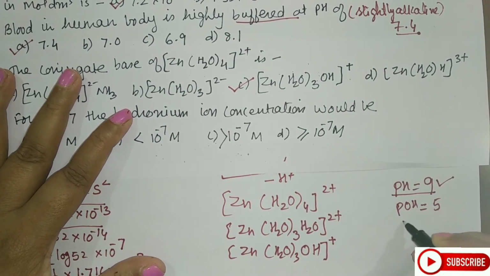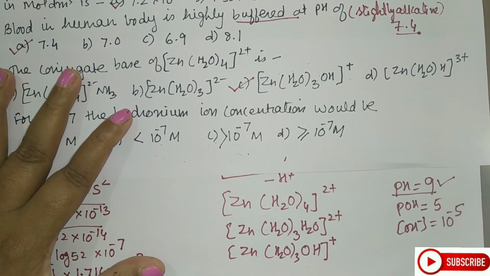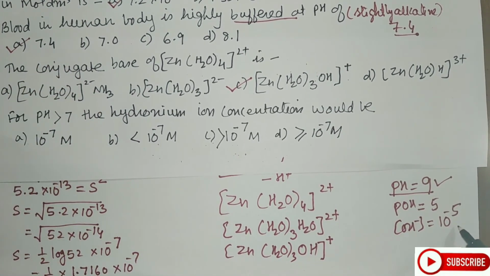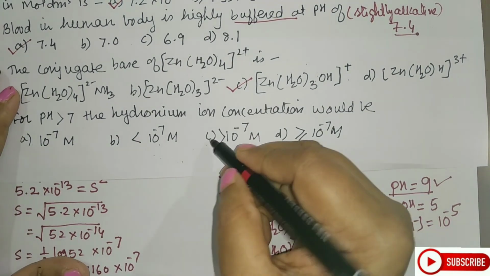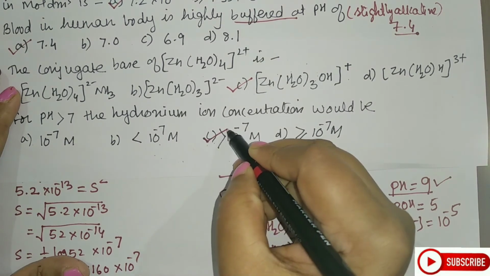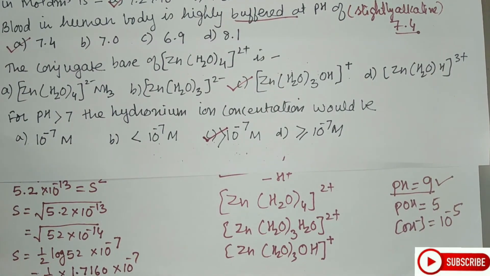If pOH is 5, what will be its OH minus ion concentration? 10 raised to minus 5. Now this 10 raised to minus 5 is always greater than 10 raised to minus 7. So what will be your option here, student? Option is your third option. That is, it must be more than 10 raised to minus 7 molar. So this is all about the MCQs.